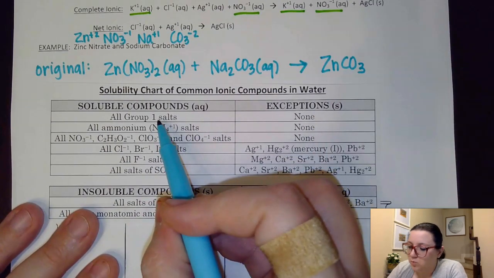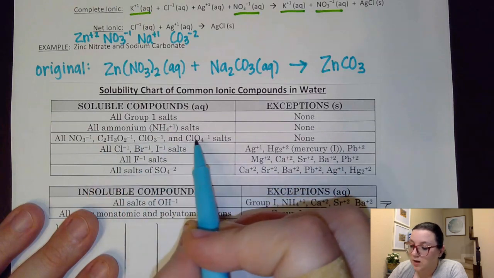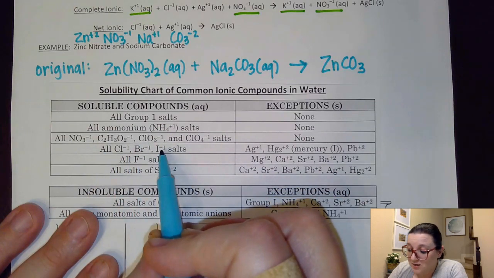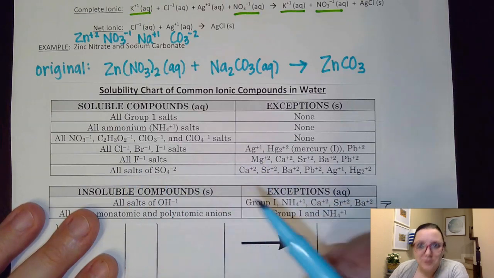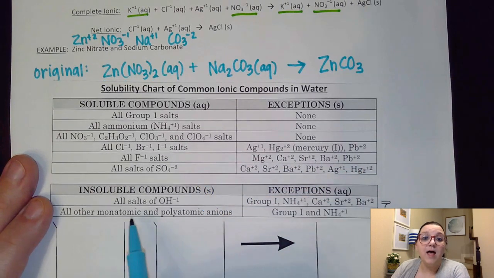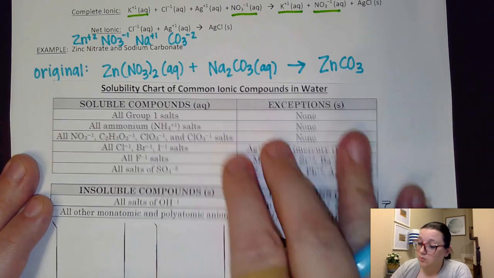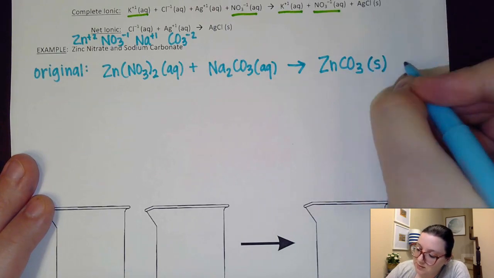have something in group 1. I don't have ammonium. I don't have nitrate, acetate, chlorate, or perchlorate. I don't have chloride, bromide, or iodide. I don't have fluorine. I don't have sulfate, nor do I have hydroxide. So when I get to that last rule down here, basically at this point, everything else is insoluble, meaning this guy would have gotten an S for solid precipitate.